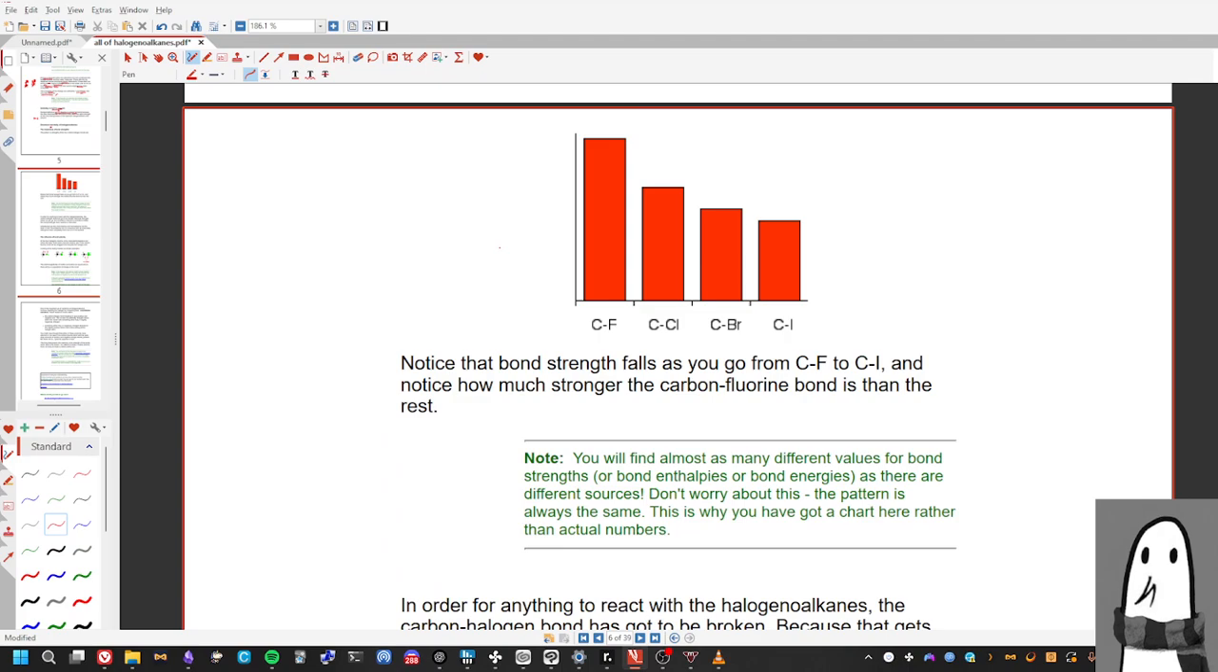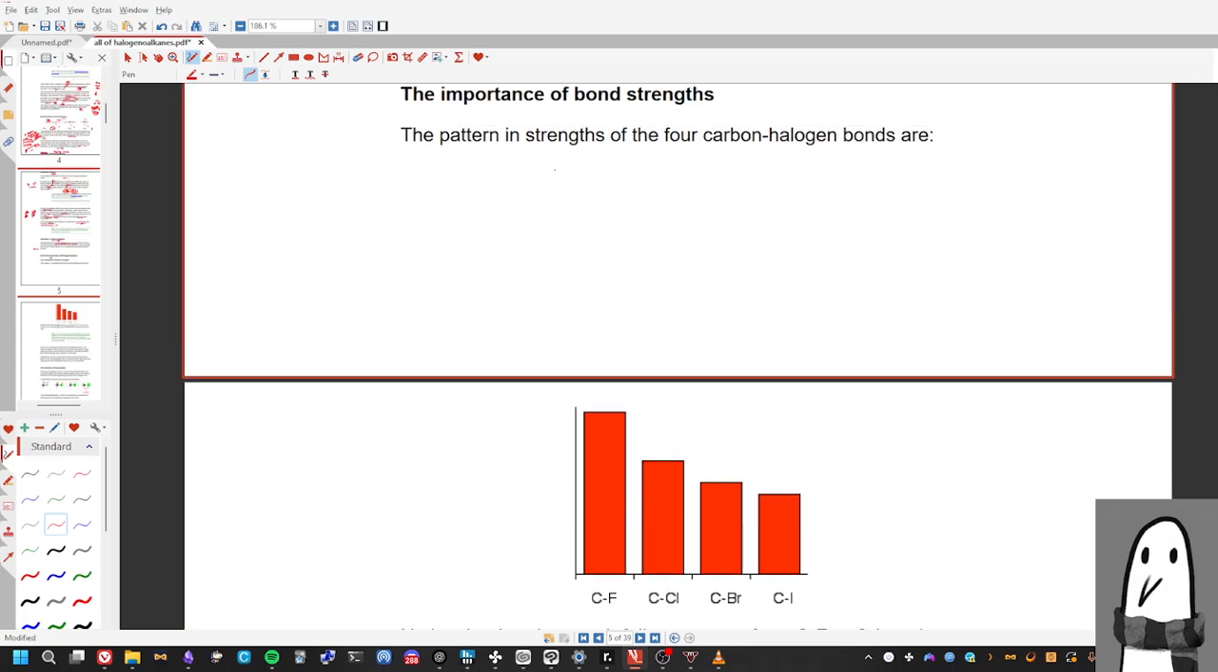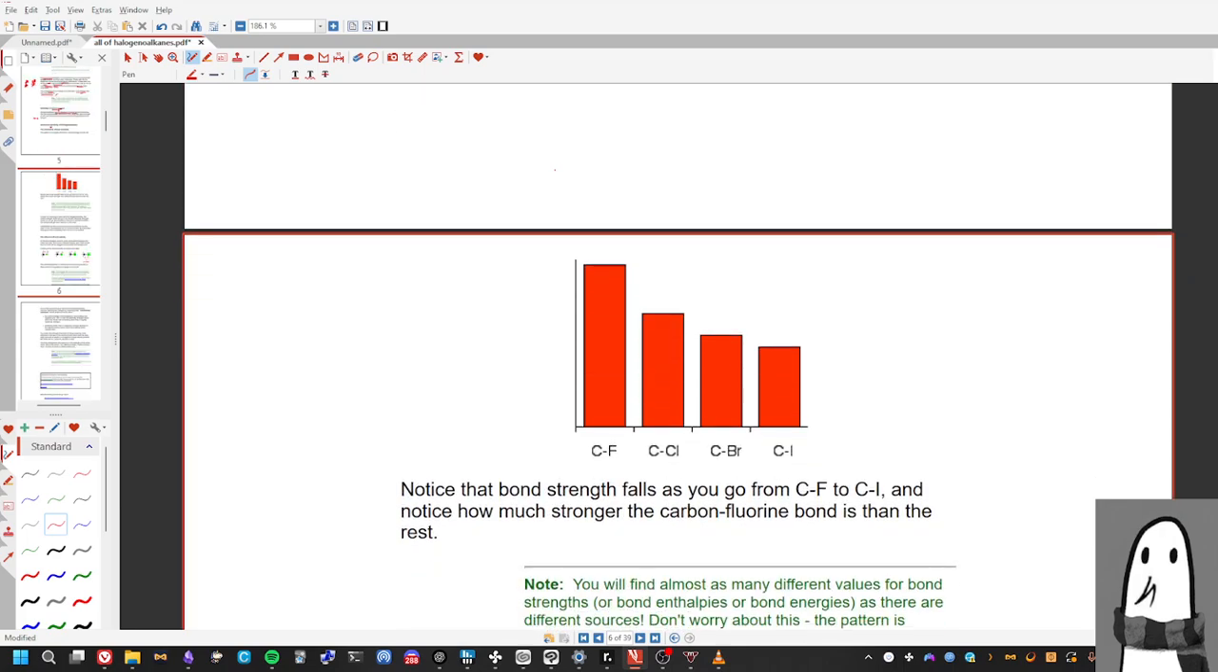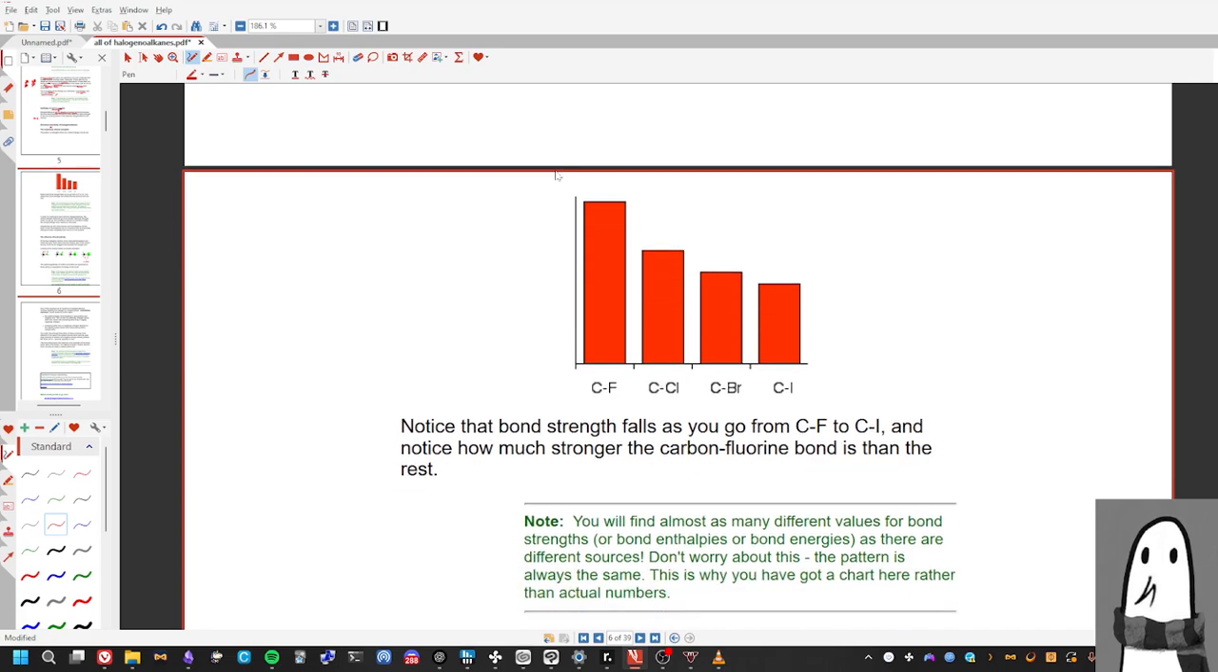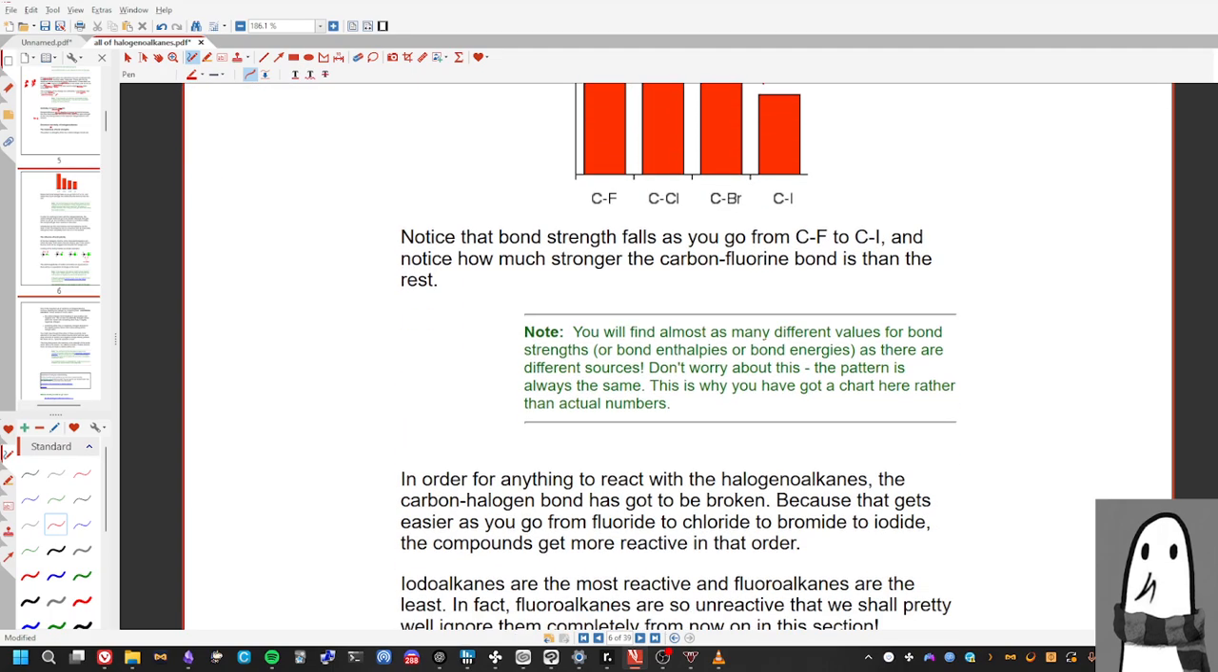Now, what do I mean by this? Okay, we're looking at strengths. We're not looking at boiling points. So we're looking at strengths only, and we're seeing the C-F is much higher than everything else. Huge gap when you go from here to here, and not that much gap after, but the gap does decrease as you go across.